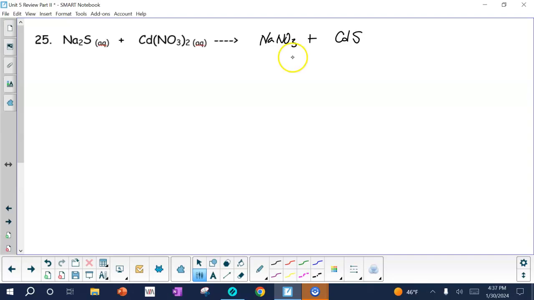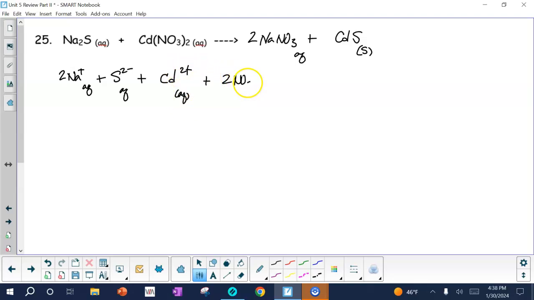Looking at the solubility table, this one is soluble, so aq it is. Cadmium sulfide, now that one is insoluble, so that is our solid precipitate. To balance, all you need to do is put a 2 here and we're good. Complete ionic: 2 sodiums with a 1+ that are aqueous. There is 1 sulfide, that's 2- and aqueous. There is 1 cadmium, which is 2+, that's aqueous. There are 2 nitrates that are 1- and they are aqueous.